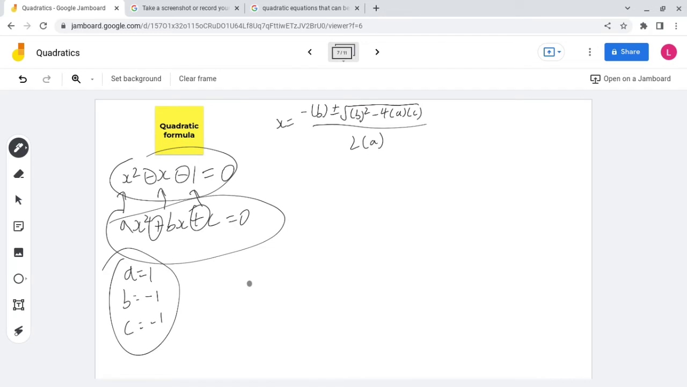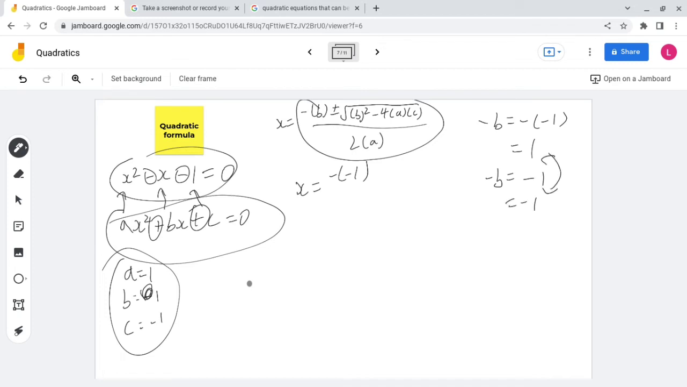So we take in a, b, and c, we sub it in, so x equals -1. Take note that you have to put all these values of a, b, and c in brackets, right? You have to include the negative sign, or else it will be a completely different thing. For example, if -b equals -1, that is equal to 1. But if you exclude the brackets, you get -1 equals -1. See, it's a different thing, right? So we have to include the brackets.